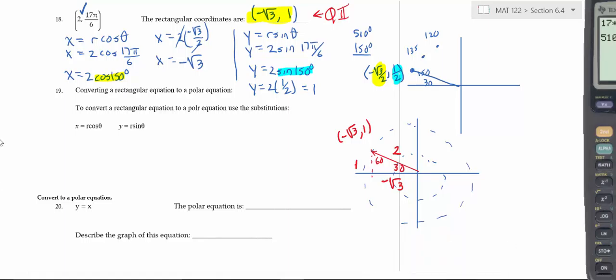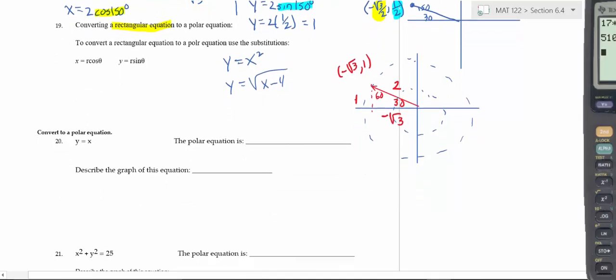Now, these are the two substitutions. What we're now going to do is work with equations. You've seen all kinds of rectangular equations. An example would be y equals x squared, like a parabola, or y equals square root of x minus 4. Anytime you relate x and y, those are called rectangular equations, and they can be converted and graphed in a polar coordinate system. That's what we're going to begin to look at next.